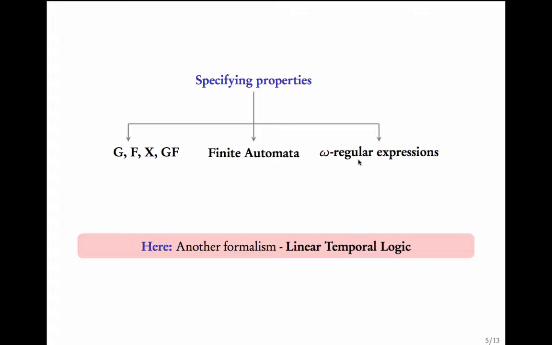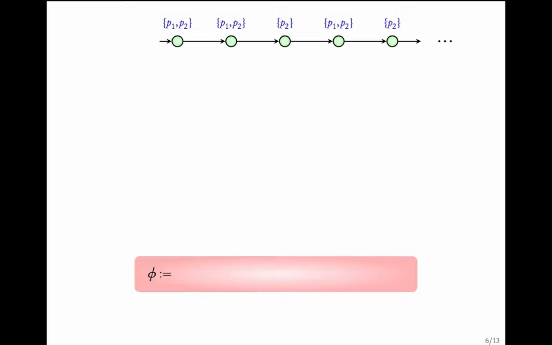Finite automata and omega regular expressions are useful in a theoretical sense, but for using model checking tools, it's important to understand linear temporal logic. As long as you understand linear temporal logic and you know how to model systems, you can use model checking tools. Let's now see what LTL is step by step. Expressions in LTL will be called formulas. Let us now see how to build LTL formulas.